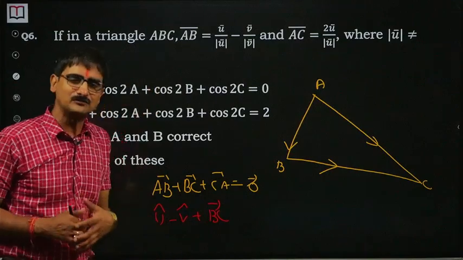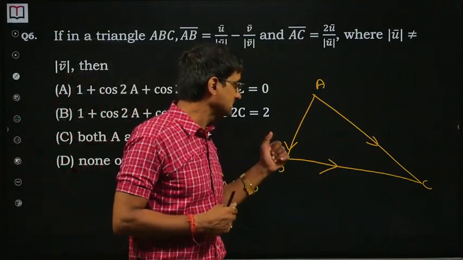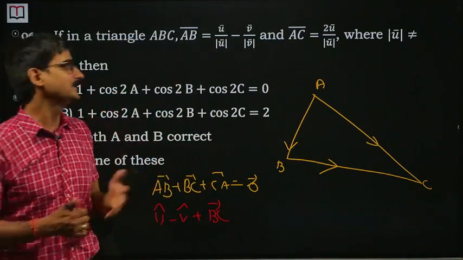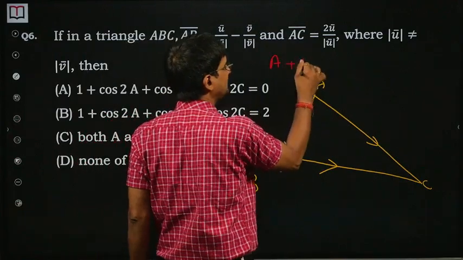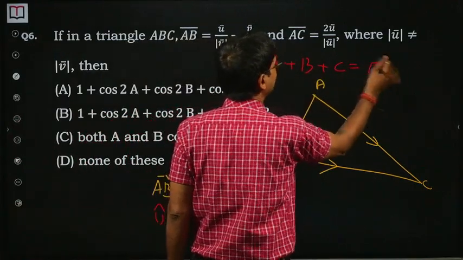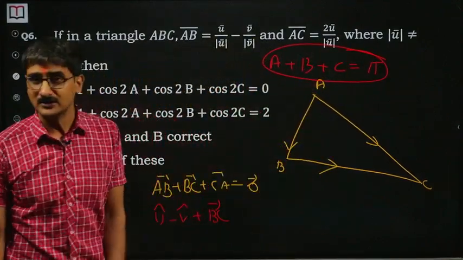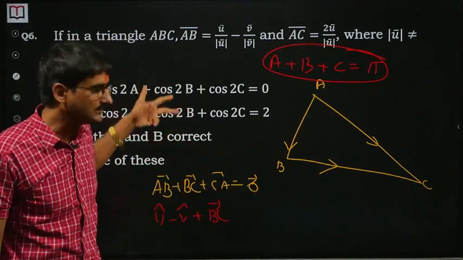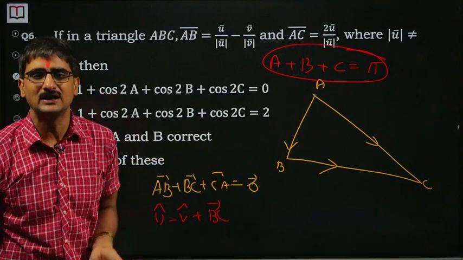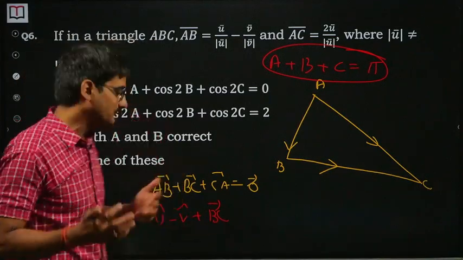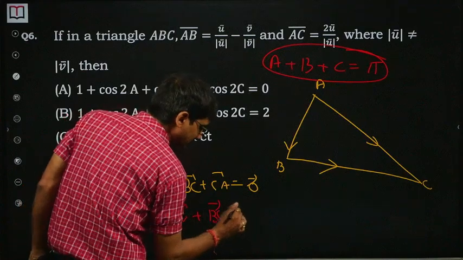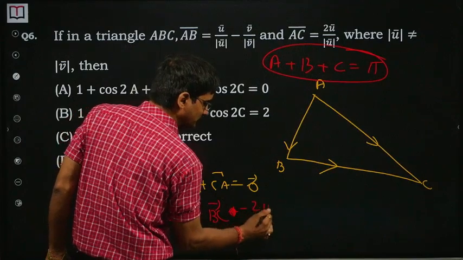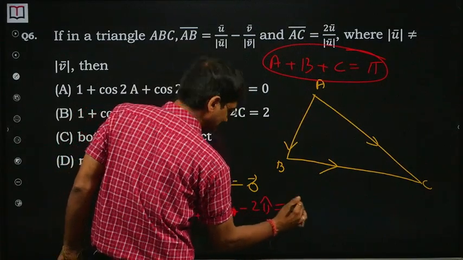Now you might be thinking, why am I trying to do it? The reason is that the relation is in terms of cosines, cos 2A, cos 2B, cos 2C, and since it's a triangle, we know the sum of the angles A, B, C is pi, 180 degrees. So why did I want BC vector? Because looking at the options, I was thinking to apply the cosine rule. I thought it may help. But I got something very interesting, because CA vector is opposite to AC vector, so minus 2U cap is equal to the null vector.